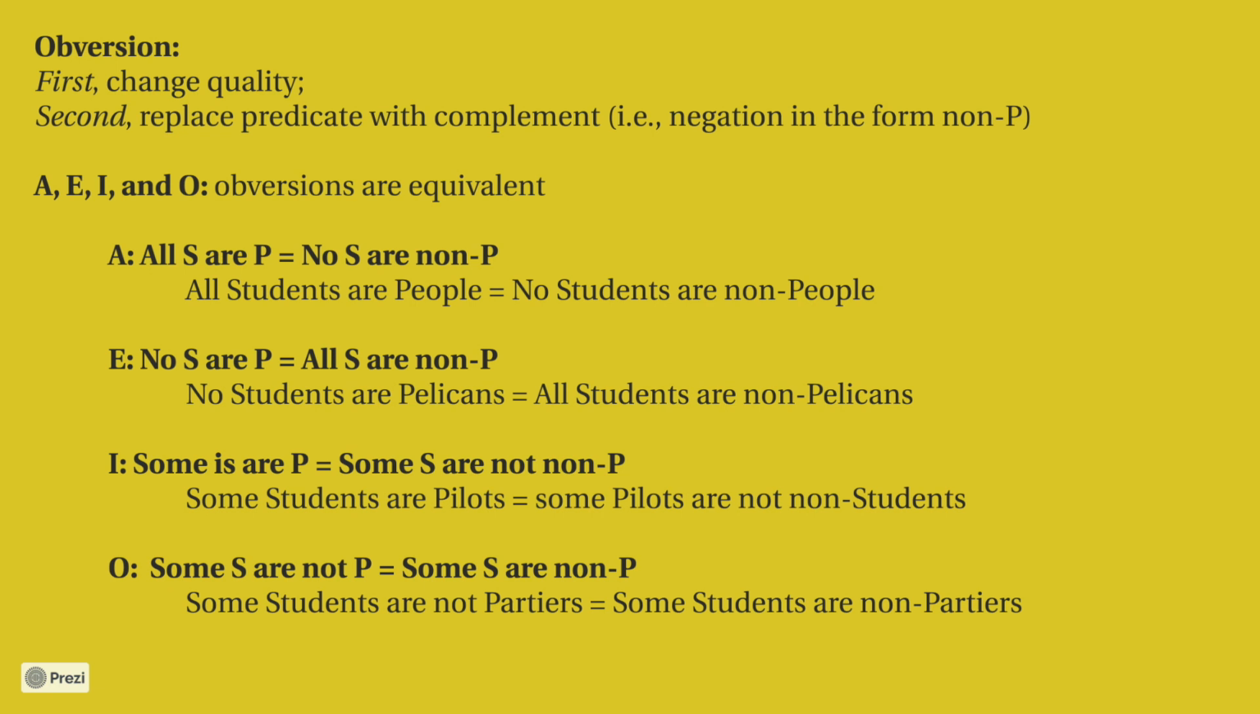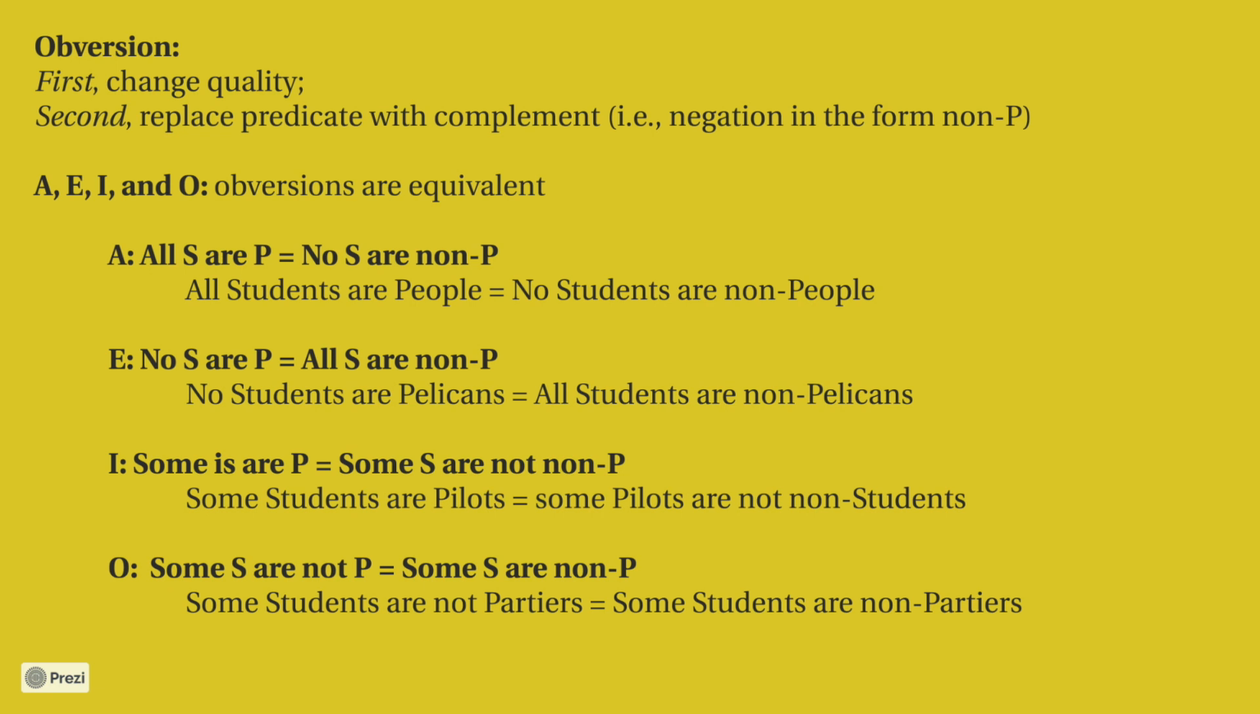Next, we have obversion. Now, here we have two steps. First, we need to make sure that we change the quality. If we were speaking of all S, we are now speaking of no S. If we are speaking of no S, we are now speaking of all S.